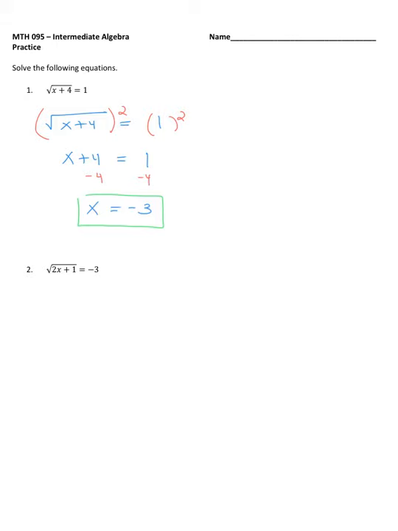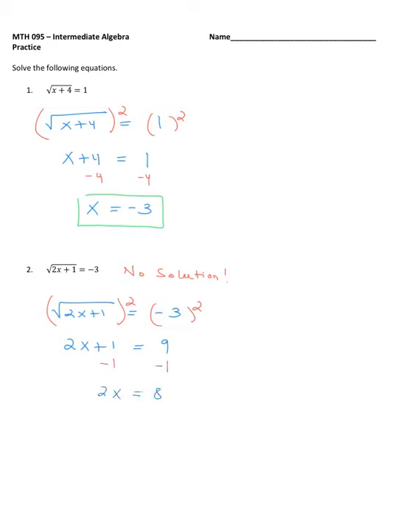For problem 2, I'm going to just note that there is no solution. There's no way the square root can yield a negative number, but I want to go through this process just to see what happens. So I'm going to take the square root of 2x plus 1 is equal to negative 3, and I'm going to square both sides. On the left, we get 2x plus 1, and on the right, if you square the negative, it's positive, and 3 squared is 9.